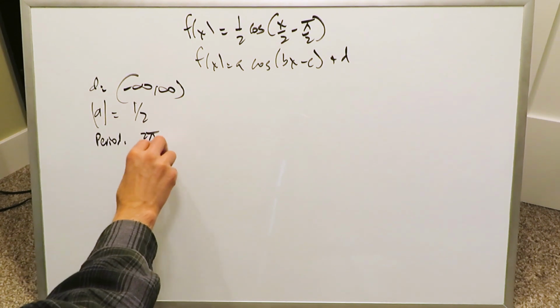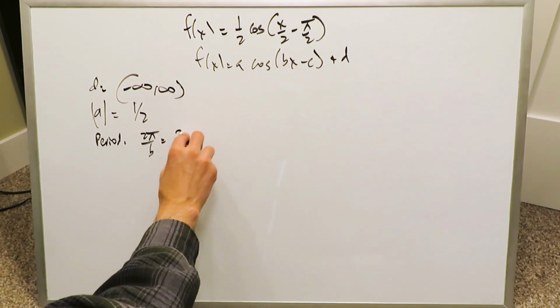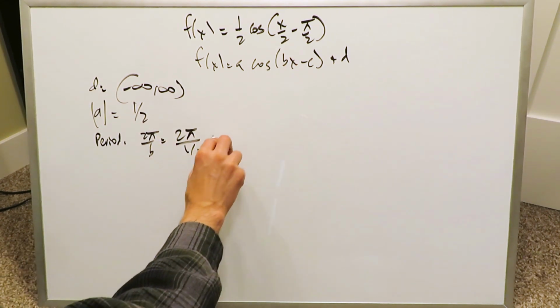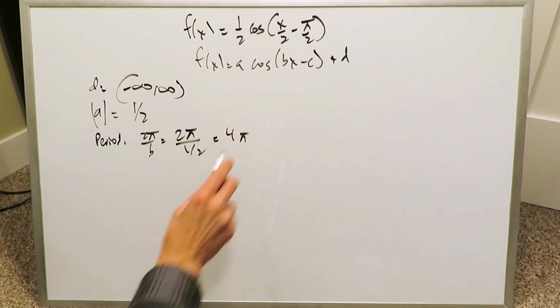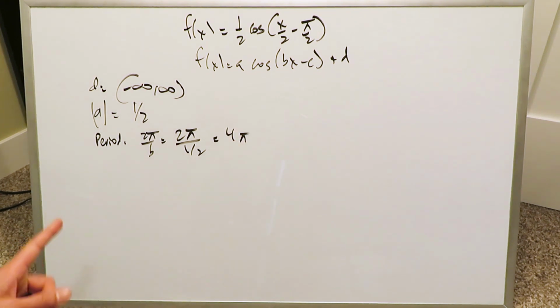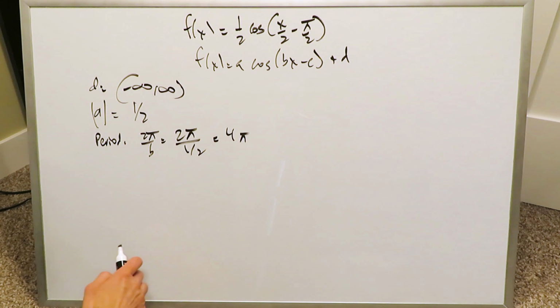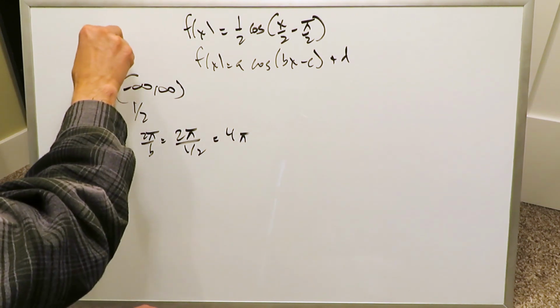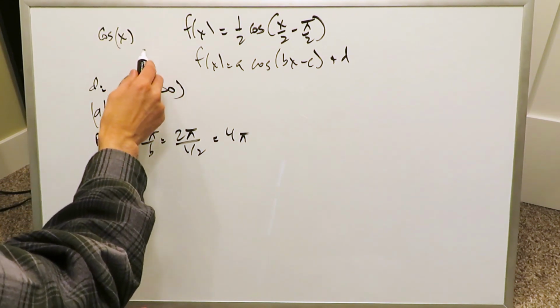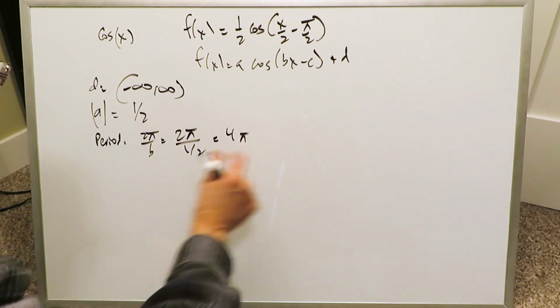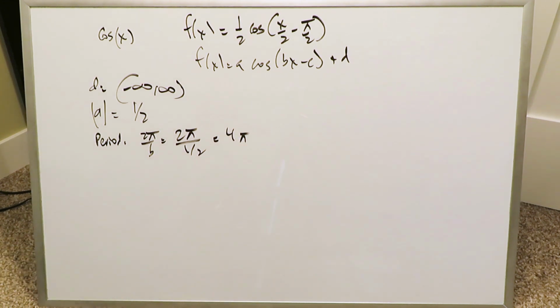Period. 2 pi over b. What's b? 2 pi over 1 over 2. Flip it around, you get 4 pi. A single wave of this would have twice the size of your regular cosine function, which is just cosine x. This has a period of 2 pi, this is 4 pi, this is twice as long. The wavelength is twice as long.